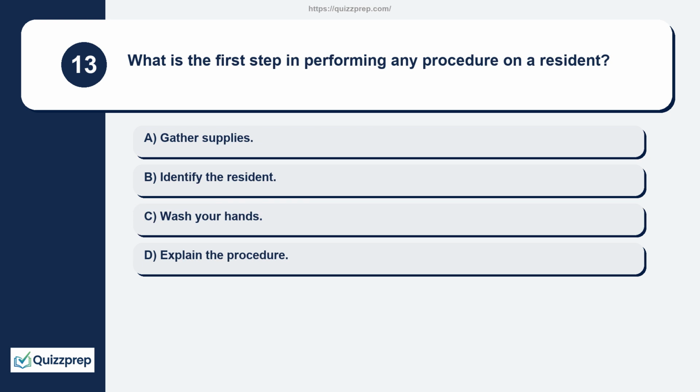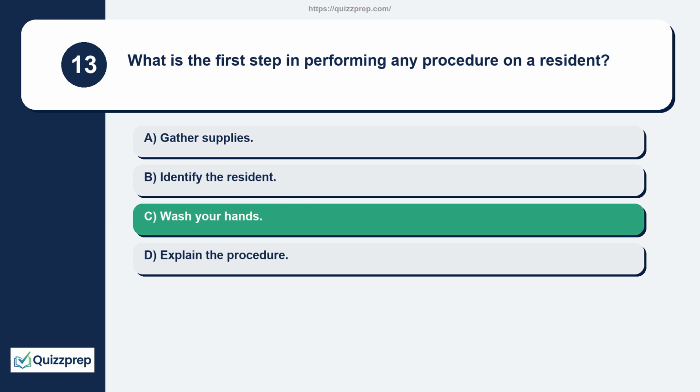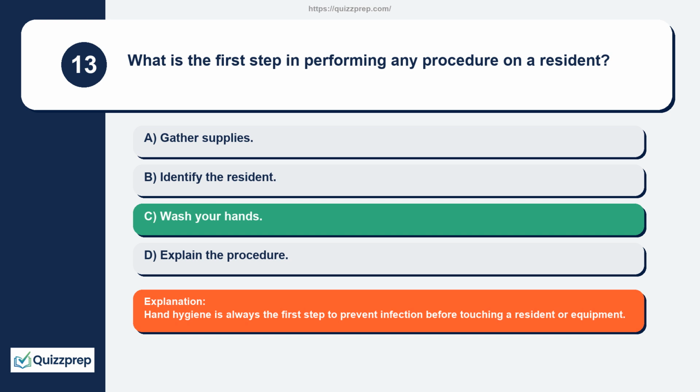Question 13. What is the first step in performing any procedure on a resident? Gather supplies. Identify the resident. Wash your hands. Explain the procedure. Hand hygiene is always the first step to prevent infection before touching a resident or equipment.